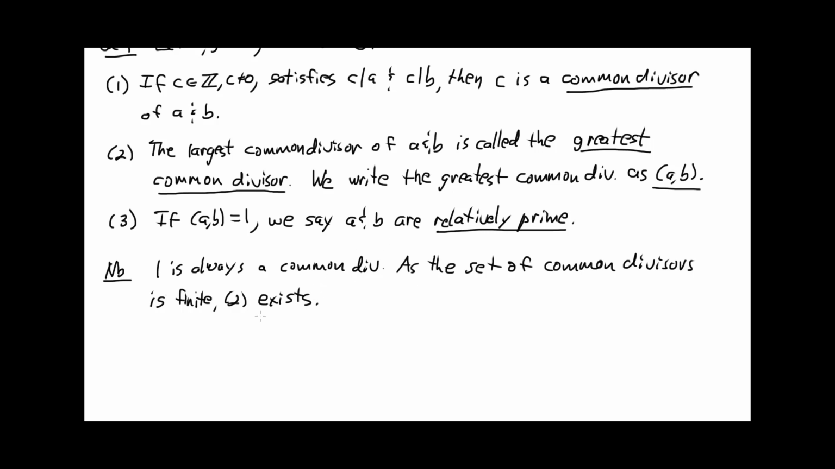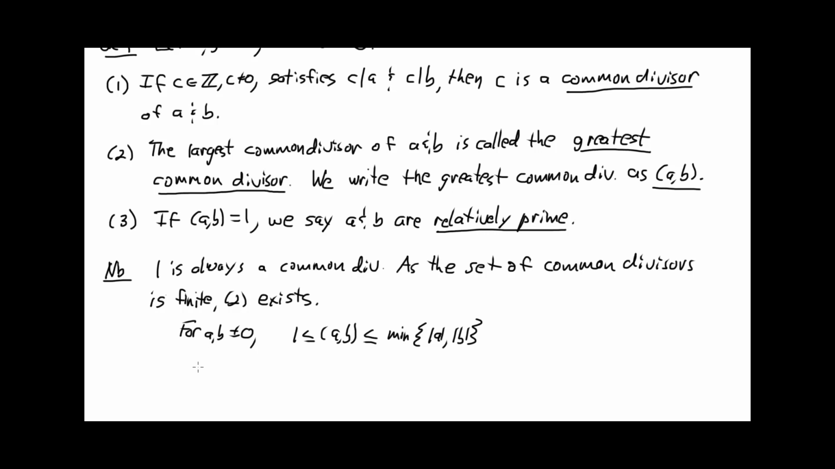So anyway, it does exist, and we also get some cheap inequalities that we can read off from it, namely, when both a and b are non-zero, all the common divisors have to be less than the absolute value of a and less than the absolute value of b. So (a, b) is between 1 and the minimum of those two numbers.